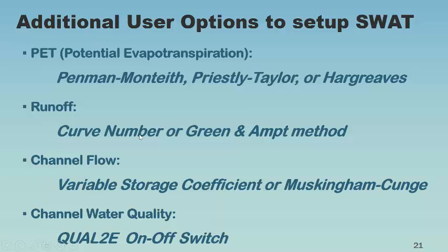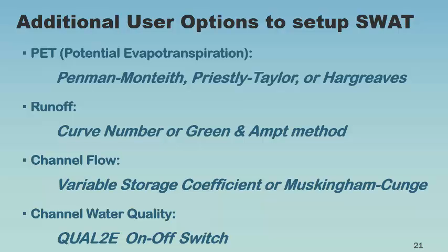Same thing for runoff. You can use the NRCS curve number method or the Green and Ampt method. For channel flow, we have 2 different equations, one for the variable storage coefficient or the Muskingum-Cunge method. On water quality, you can either turn off or turn on, meaning you can turn on or off your QUAL2E model that's built in within SWAT. You're not running a QUAL2E model separately, it's already embedded in SWAT. All the equations and the processes are already embedded in SWAT.